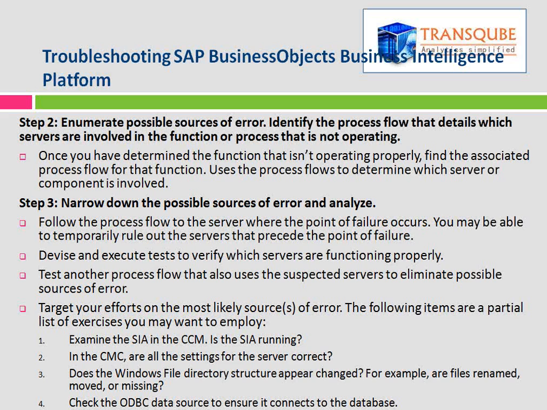Examine the SIA in the CCM. Is the SIA running? If the SIA is down, it probably means its communication with the services being controlled is disconnected. In the CMC, are all the settings for the service correct? Which may cover the various types of settings that we have seen, which also include service commands, JVM related properties, logging directories, etc. Are they running fine? The Windows file directory structure may have changed. The files may be renamed, moved or missing, especially on the FRS side.